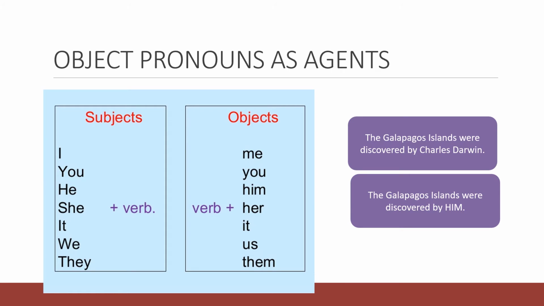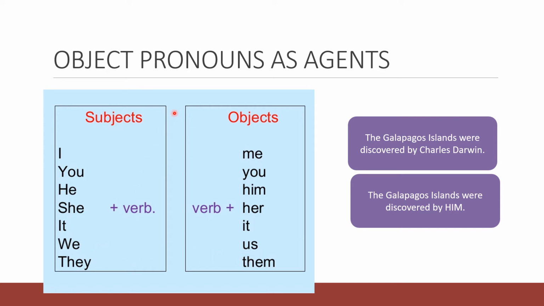To agent, you can also use the object pronouns. So remember that every subject pronoun has its object pronoun. So for I, we have me. For you, you. For he, him. For she, her. For it, it. For we, us. And for they, them.